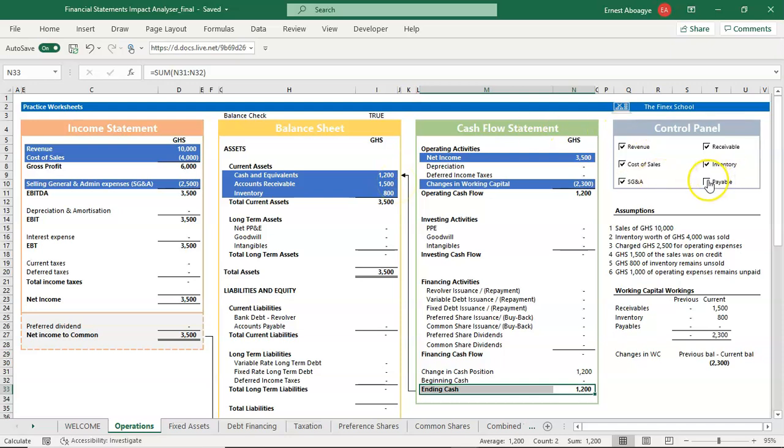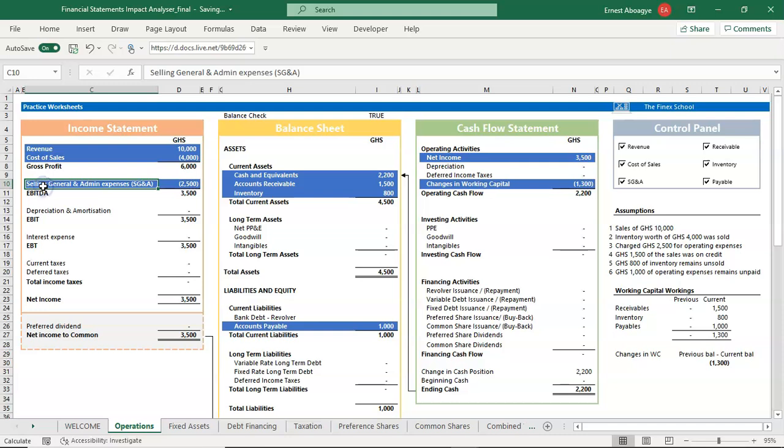Now if we go on further and assume that 1,000 of the operating expenses remains unpaid, which means that this SG&A we have charged here, in reality 1,000 of it has not been paid as cash. So it means that we have also gotten some inflows in terms of cash. So this and that will give us 2,000. The 1,500 and 800 will give us 2,300. Minus this 1,000 will give us a balance of 1,300.